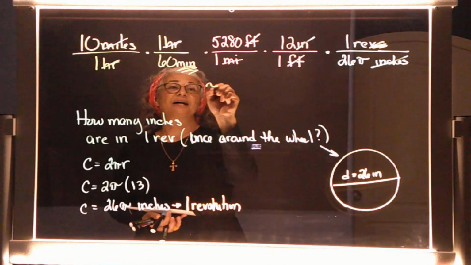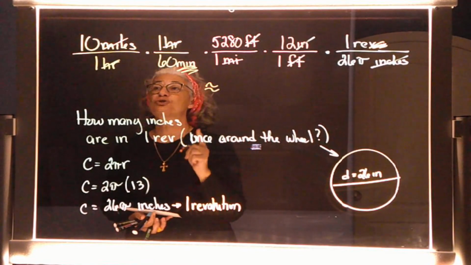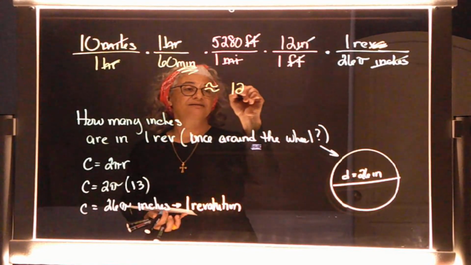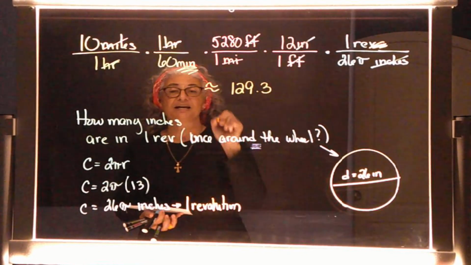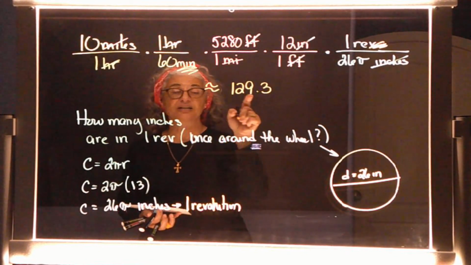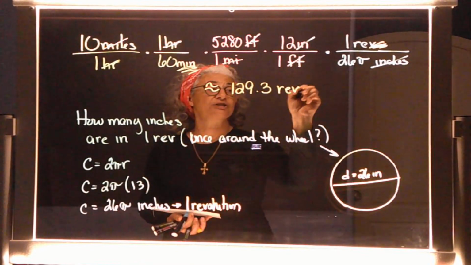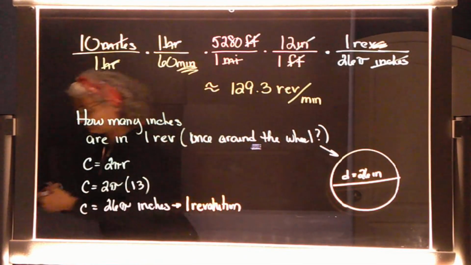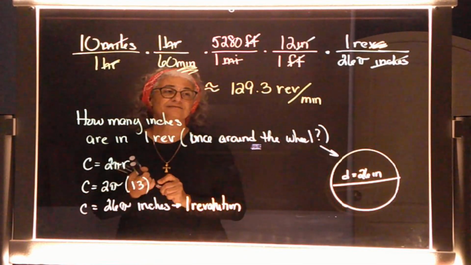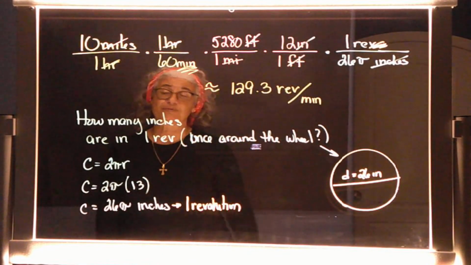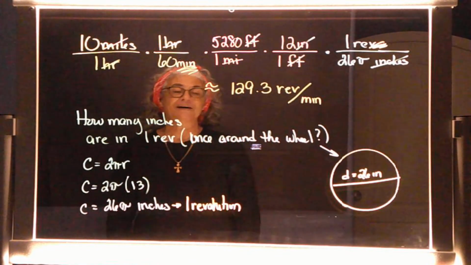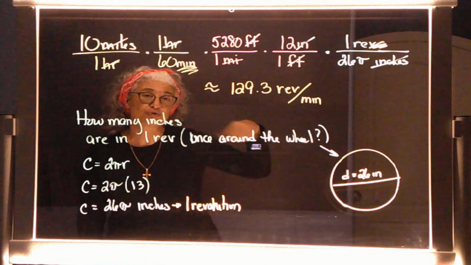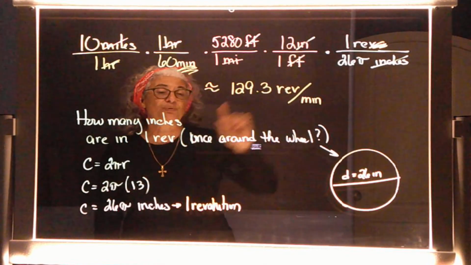So when I worked this out, what's actually happening is this cyclist traveling at 10 miles per hour has 129.3 revolutions per minute. That's pretty fast. At least I think it is. Some of you cyclists may be going faster than 10 miles per hour, but that's a little over 129 turns around the wheel in one single minute.